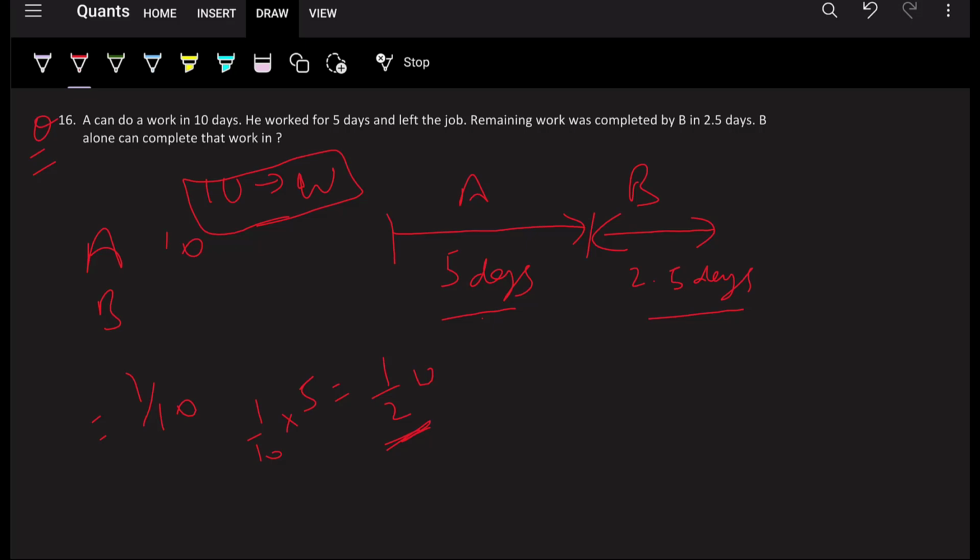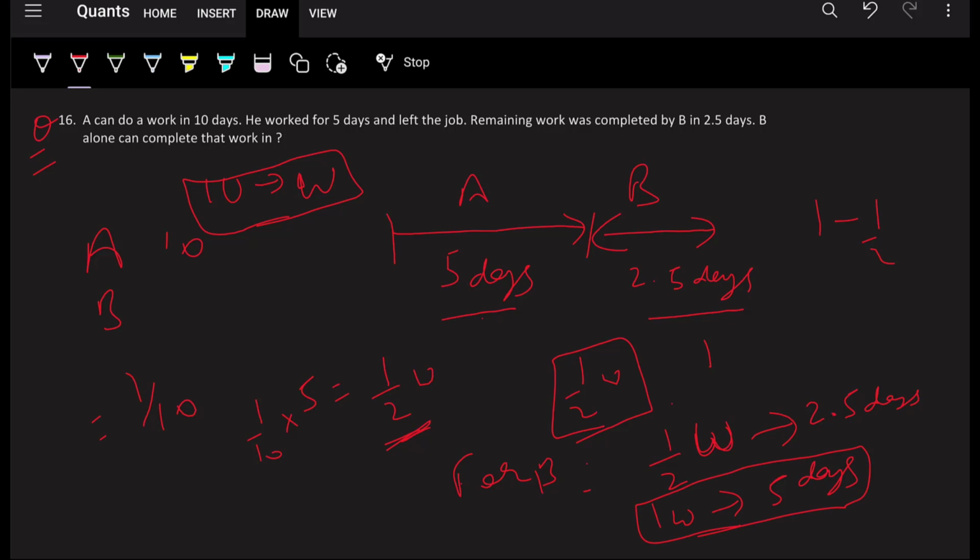Okay, so the remaining work will be 1 minus 1 by 2, which is equal to 1 by 2 unit only. Now 1 by 2 of the work is completed by B in 2.5 days. So for B, we have concluded that half unit of work, or 1 by 2 of work, is completed in 2.5 days. So one work will be completed by B in 2.5 into 2, which will be 5 days. So it is our answer.